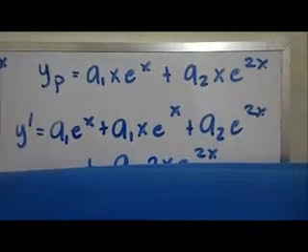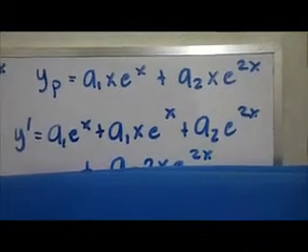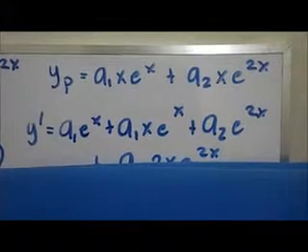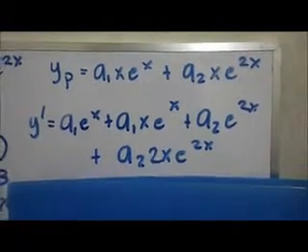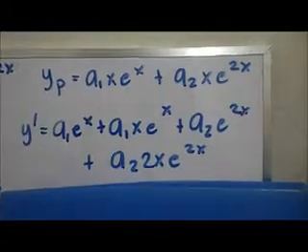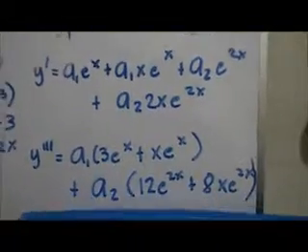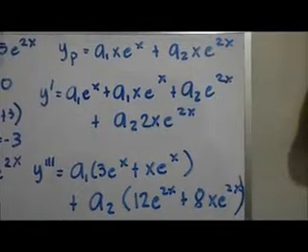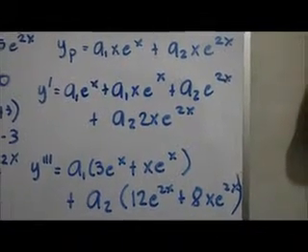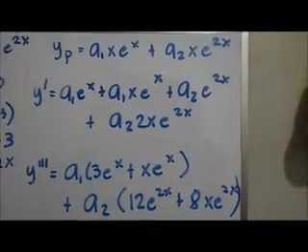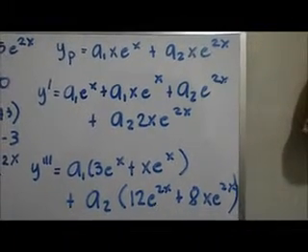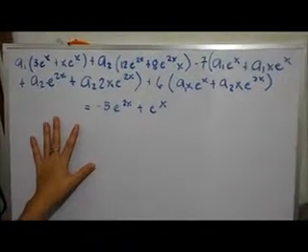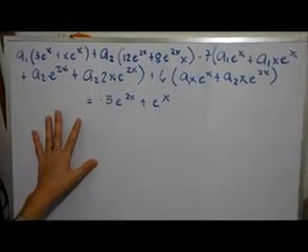Thus, deriving the yp in order to get the value of the unknowns, the first derivative is a1 e to the x plus a1 x e to the x plus a2 e to the 2x plus a2 2x e to the 2x. And the third derivative is a1 times (3 e to the x plus x e to the x) plus a2 times (12 e to the 2x plus 8x e to the 2x). Then we need to substitute it into the differential equation. So this is the substituted differential equation of the third derivative and the second derivative of y.